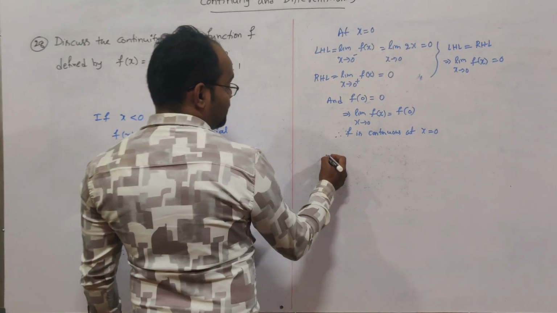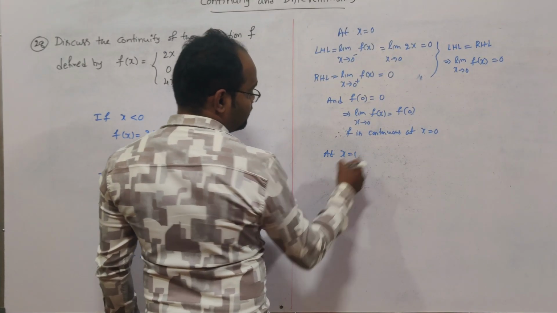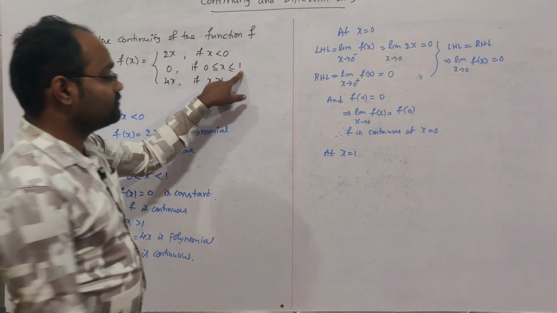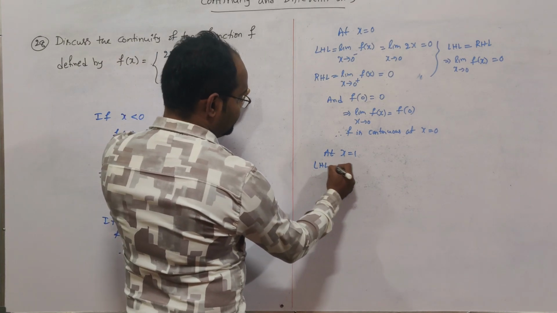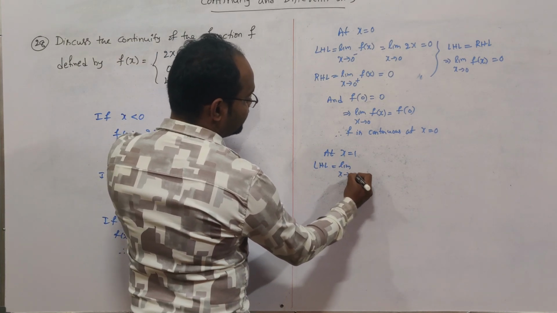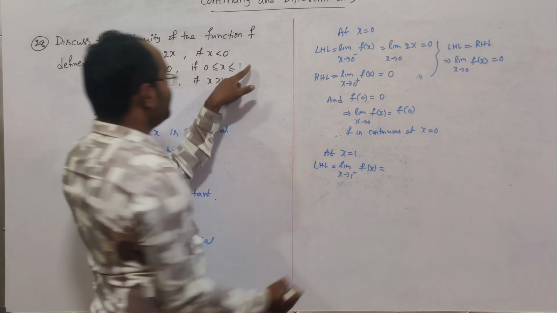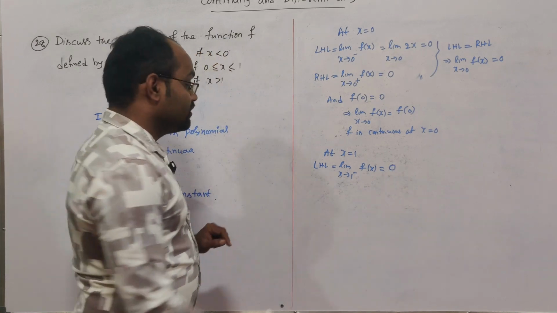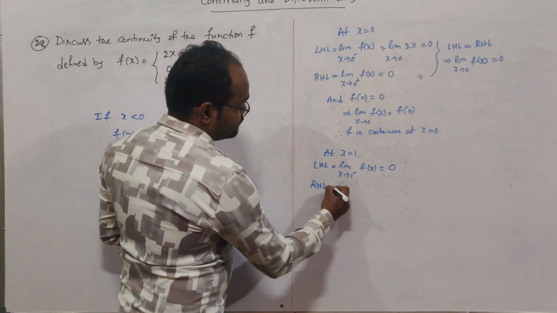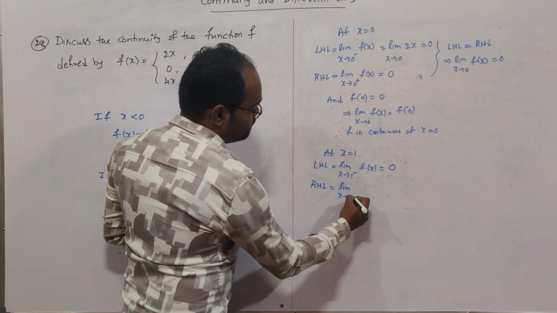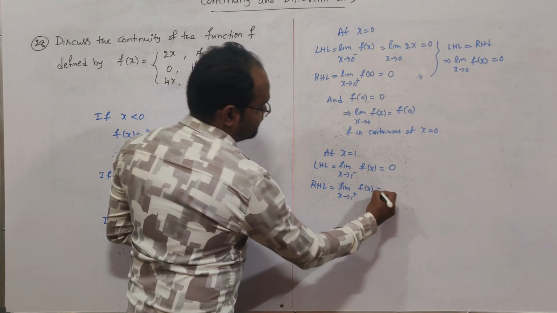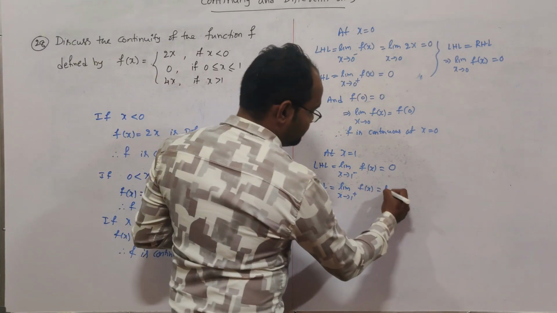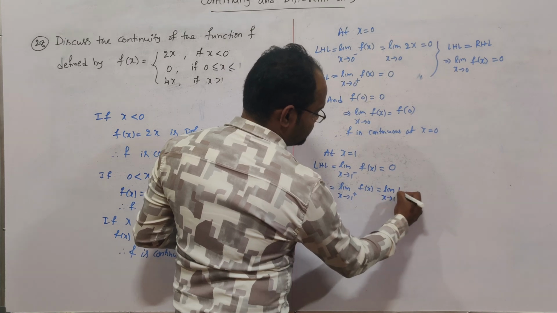Now another point, at x is equal to 1, we have to check at x is equal to 1. At x is equal to 1, LHL is limit as x tends to 1 minus f of x, slightly less than 1, f of x is 0, so you will get LHL is 0. RHL, limit as x tends to 1 plus f of x, slightly greater than 1, the function is 4x, so limit x tends to 1, 4x, that is 4.